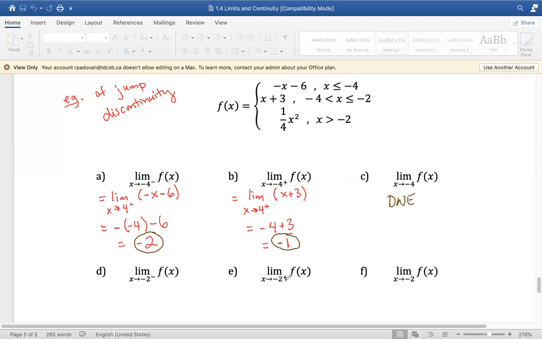Negative 2, coming from the right-hand side. I know that this isn't equal to negative 2, but when I'm looking at the limit, I'm only approaching, right? I'm not exactly at negative 2. So if I'm approaching from the right-hand side, I would be here in this range. So I'd be looking at the equation f of x equals 1/4 x squared. So I have to write 1/4 x squared for this section and x plus 3 for this section. And let's see what our limit is. Do they equal the same value?